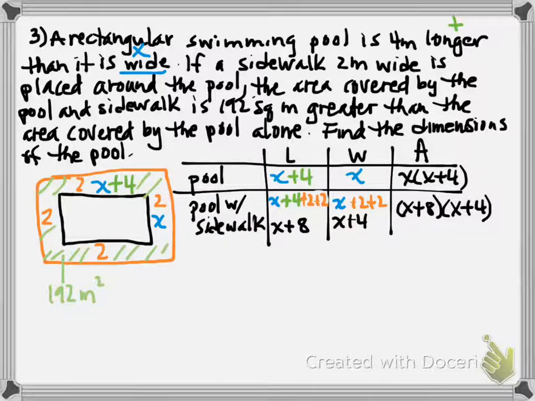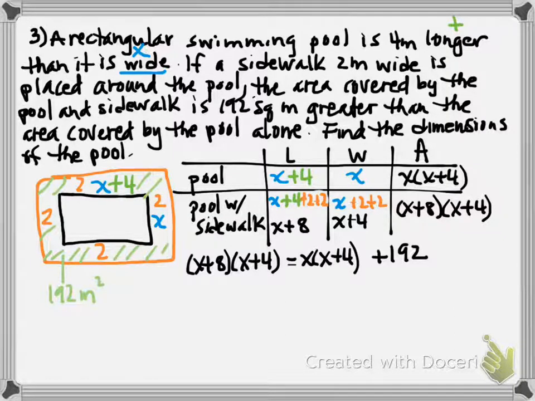Now, if you want, and I'm going to give you this alternative, you can actually translate it literally. It says the area covered by the pool and sidewalk, so that's the x plus 8 times x plus 4 equals 192 square centimeters greater than, so the switcher phrase, the area covered by the pool alone. So if you notice, it's the same strategy that we talked about before, but this one puts the big rectangle's area on the left as opposed to right. Doesn't matter at all.